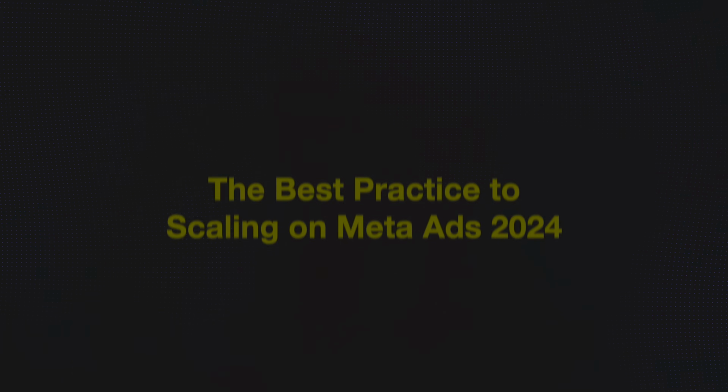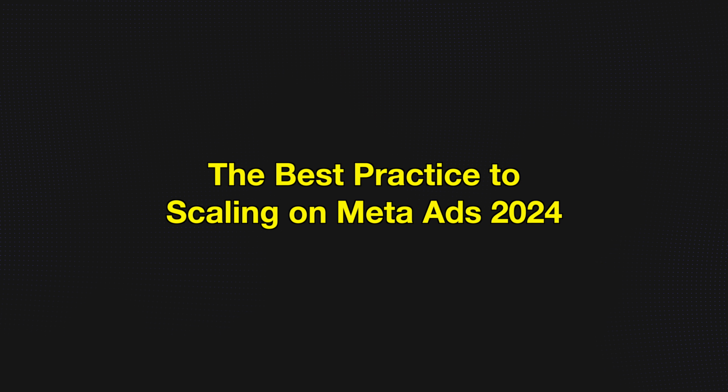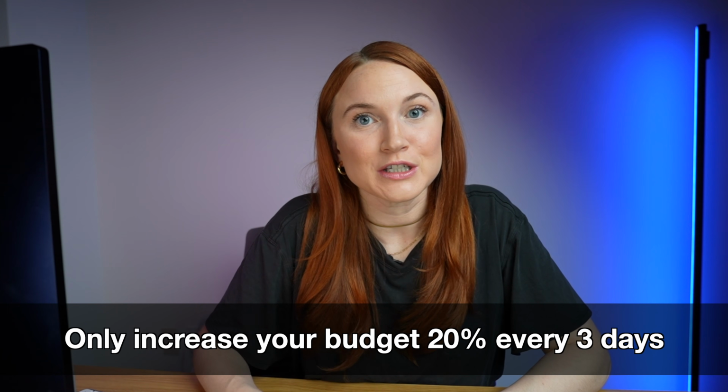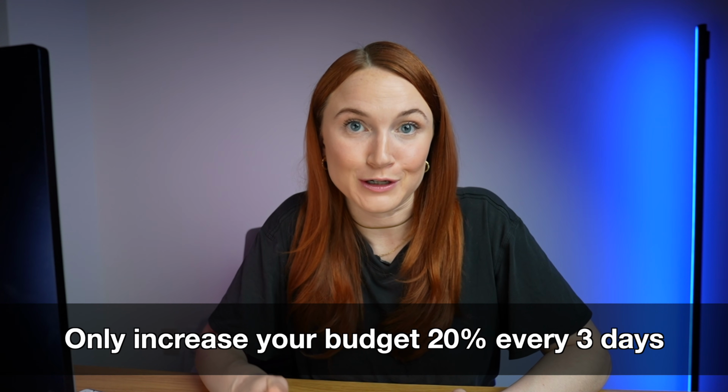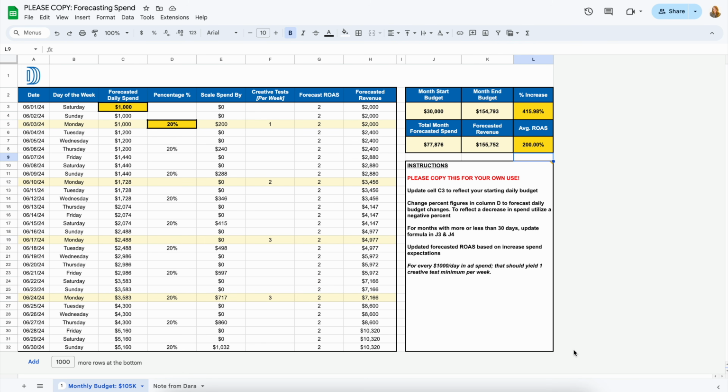So here is the best practice to scaling up on Meta ads in 2024. To avoid unnecessarily triggering the learning phase and adding instability into your account that's not really necessary, you should only increase your budget 20% every 3 days. And that's really only if you want to scale as aggressively as possible. For instance, if you're starting at a $30K per month budget, which is about $1,000 a day, this is what your budget per session should look like if you want to have the most aggressive approach to scaling on Meta ads.